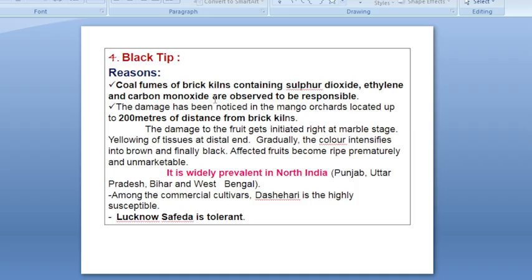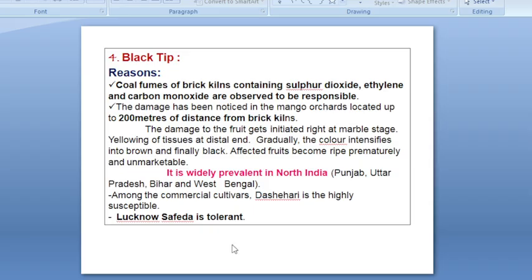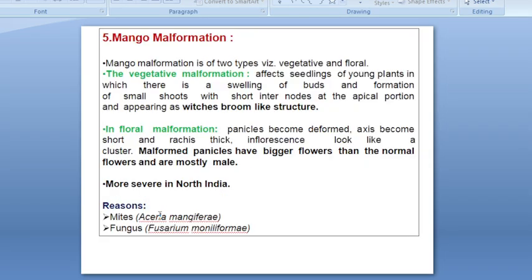Mainly to control this, we can go for raising the chimneys, planting the mango in the north-south direction, or borax spray, or we can increase the chimney height to 15 to 18 meters. That will also reduce this. And Lucknow Safeda is one variety that is showing resistance to this black tip problem.